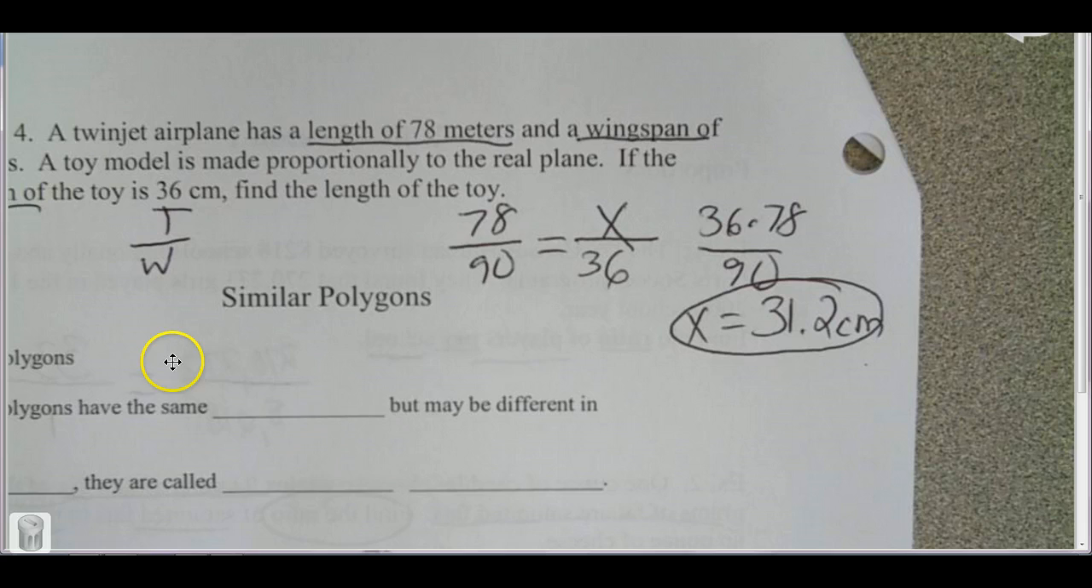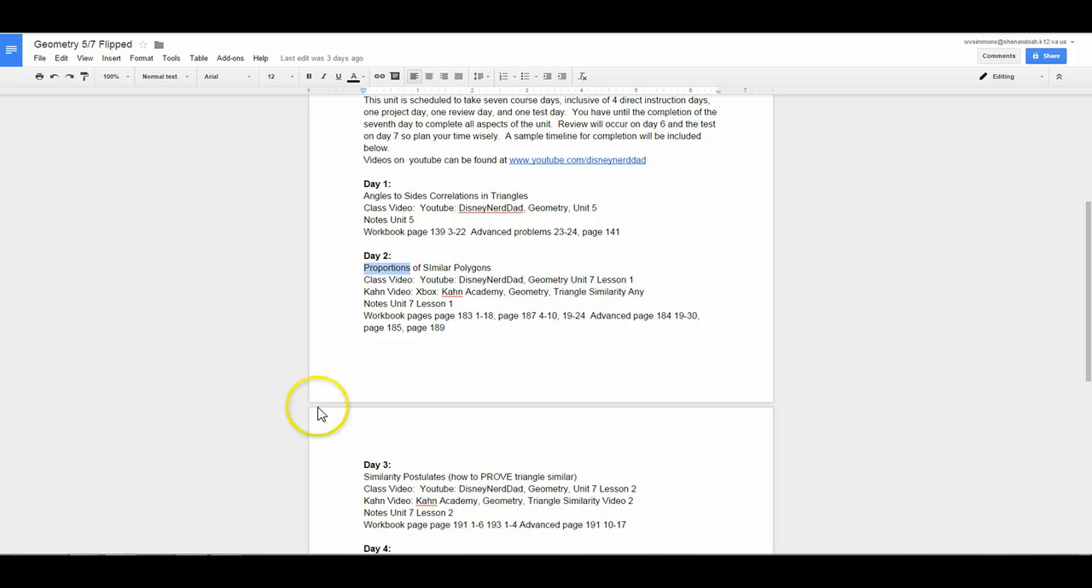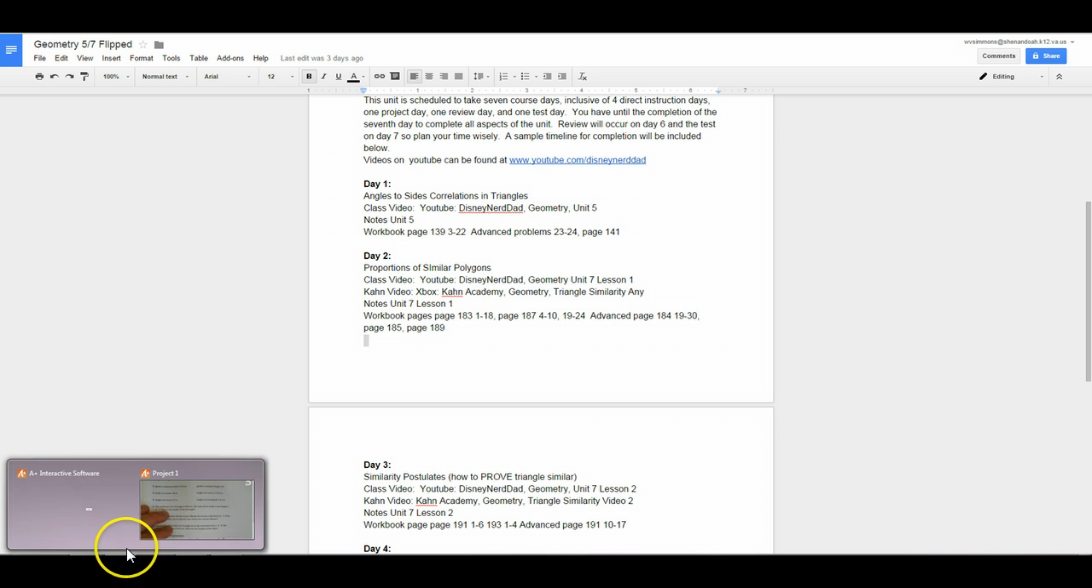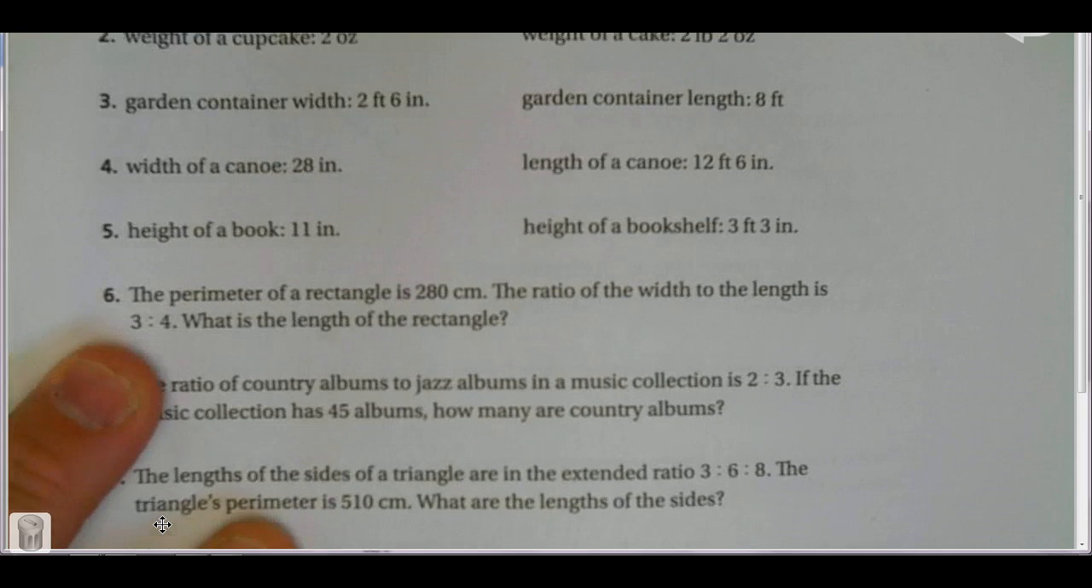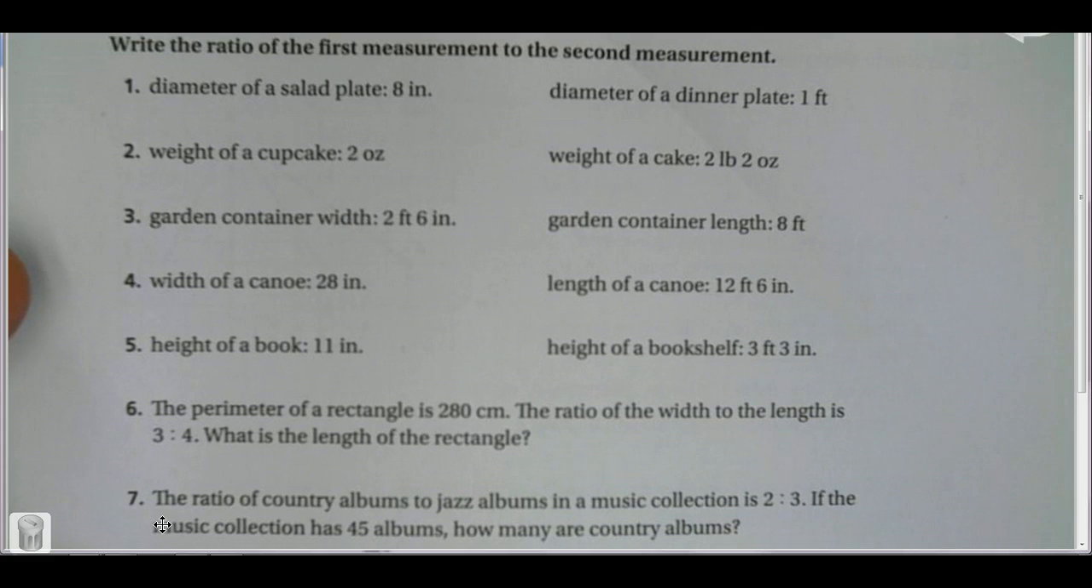Okay, at this point we are done with the first section, so I want to go and talk about the work that's to be done. On page 183 in the workbook, it says to do 1 through 18, so I'm going to go ahead and talk about that with you guys real quick. Now 1 through 18 is just working on the same things we've been talking about.